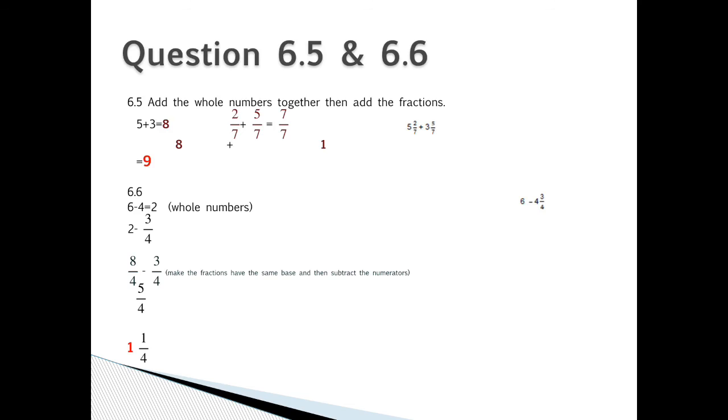6 minus 4 and 3/4. If you do the whole numbers first, 6 minus 4, you will have 2. And if you say 2 minus the 3/4, you can then convert it into a fraction. So 2 becomes 8/4 minus 3/4. You are then left with 5/4, which is 1 1/4.